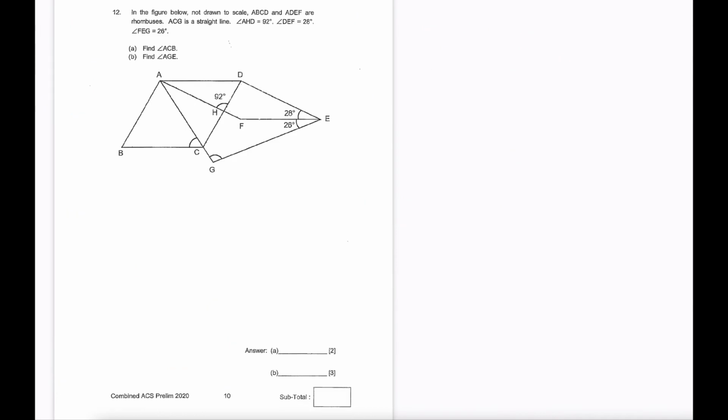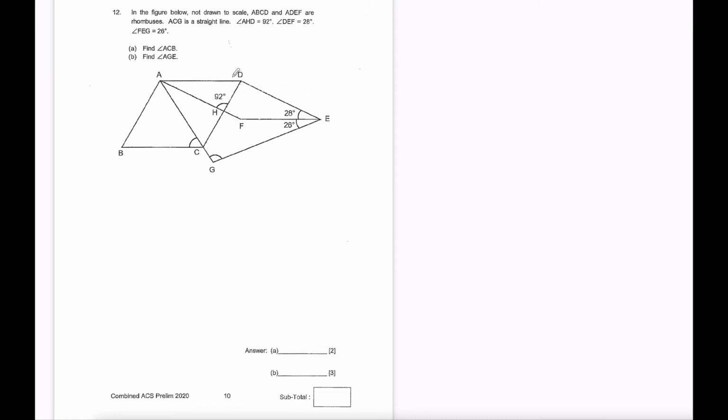Question 12. In the figure below, not drawn to scale, ABCD and ADEF are rhombuses. So when we talk about a rhombus, we are talking about it having equal sides, okay? That means AD equals AB equals BC equals CD. And yeah. So ACG is a straight line, AHD is 92 degrees, DEF is 28 degrees, and FEG is 26 degrees. We have to find out what is ACB. And okay, let's just get started, okay?